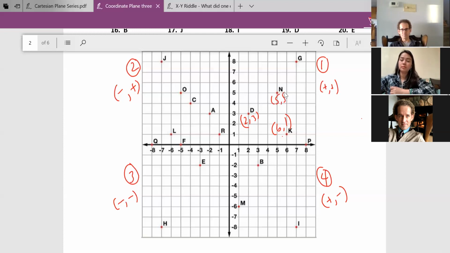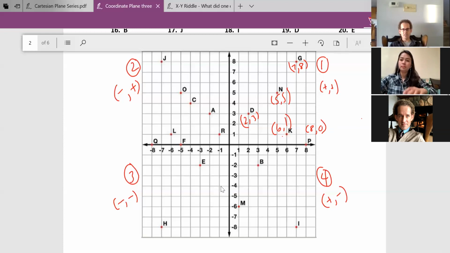Just like that. And for G, I'm going to go to the right 7 and up 8. So I'd say 7 first, because that's x, and then 8 for G. And P is one that doesn't go up or down. It's right on the x-axis. That means y has to be 0. So I would label this 8, comma 0.